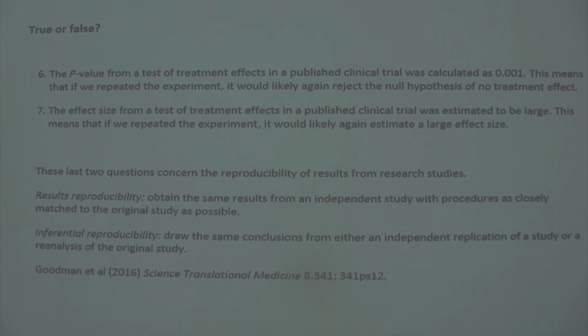The effect size from a test of treatment effects, like the magnitude of the difference between the groups, in a published clinical trial is estimated to be large. This means that if you repeated the experiment, it would likely again estimate a large effect size. True or false? So repeat the experiment under exactly the same conditions, but you're now going back to the population that they went to and they carried out their study, and you would find a large effect size again.